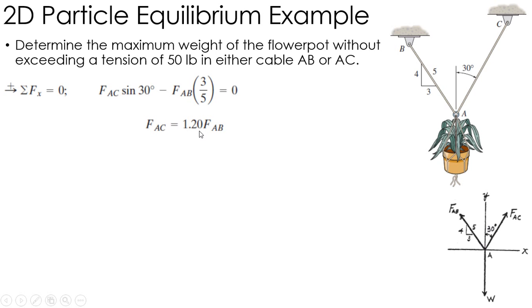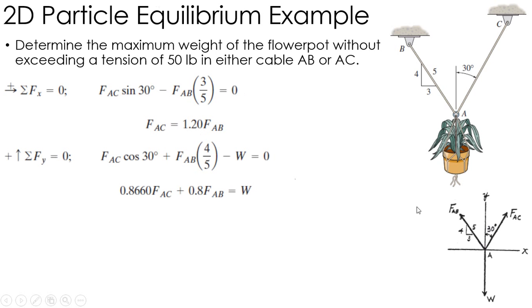Doing the same thing for the Y direction. Basically, I flipped AC and AB. They're both acting upward, so they're both going to be positive. So I have FAC cosine 30, again, that adjacent component of FAC, and then 4/5, again the vertical component, 4/5 FAB. Those are both acting up, and then all of the weight acting down. So simplifying that a little bit, you get the equation shown here.